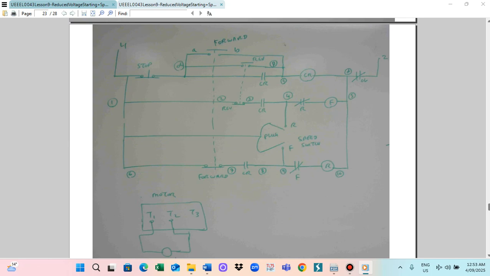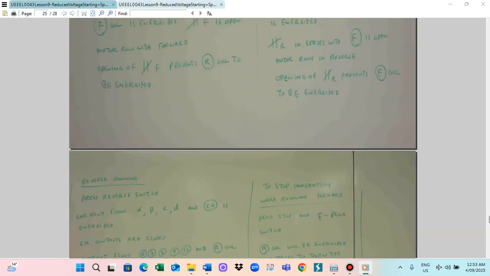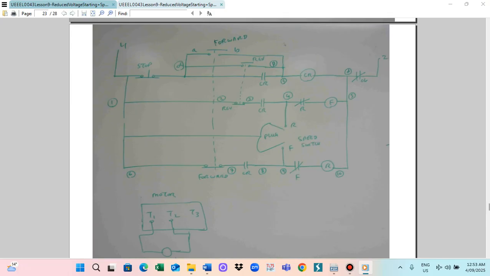Okay, so to stop immediately when the motor is running forward, in this case you have to press the stop and the F plug switch together. The R will be de-energized. When we energize the motor, it tries to turn the motor in the opposite way. As soon as the motor tries to turn the opposite way, the motor will stop immediately. And after this, the lock-out solenoid deactivates the connector, so the motor will not continue to run in the opposite direction.